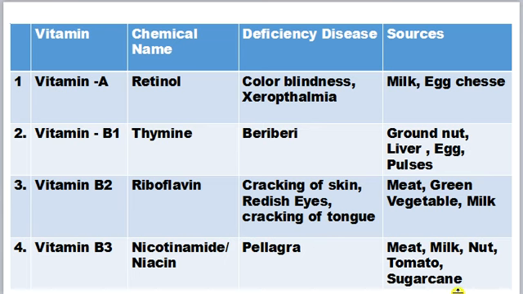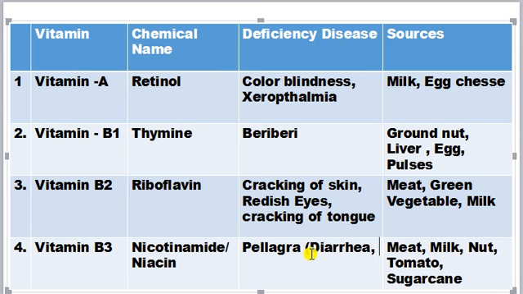The main sources of vitamin B3 are meat, milk, nuts, tomato, sugarcane. I am writing these 4 Ds: pellagra is characterized by diarrhea, dermatitis, dementia and death. So you have to remember pellagra. It is caused by the deficiency of vitamin B3 or niacin.